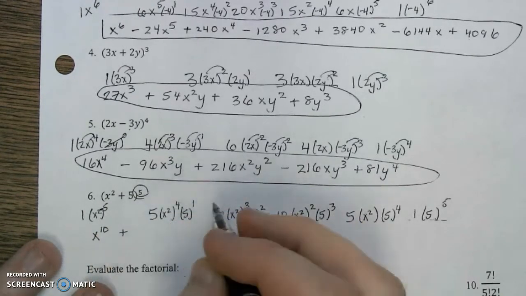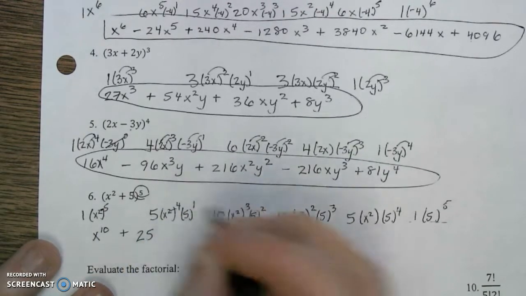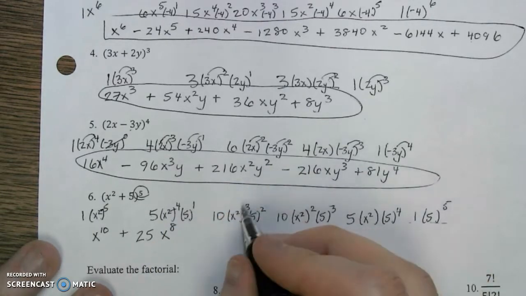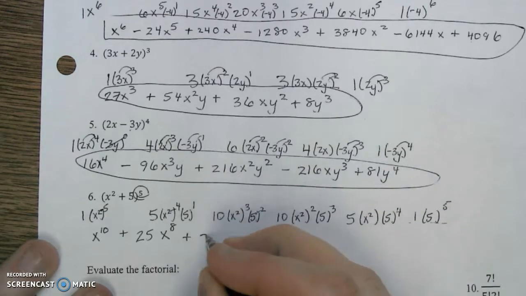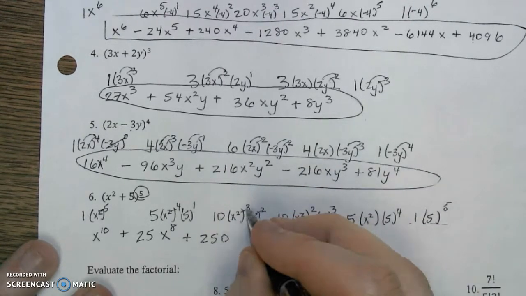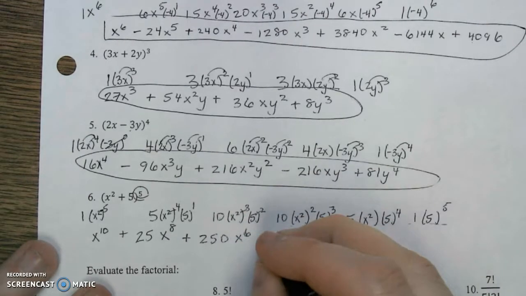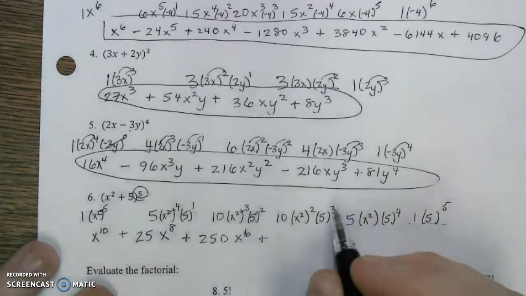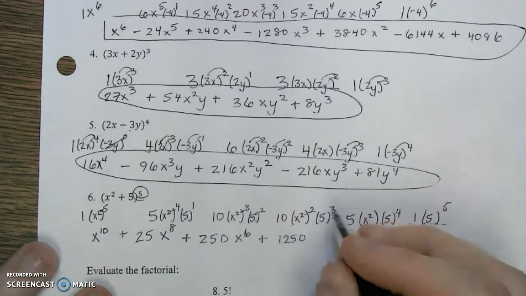Here I'm going to have 5 and 5, so 25. And we multiply those exponents, x to the 8th. I've got 5 squared and a 10, so 250. And then we multiply those exponents, so x to the 6th. I've got 5 cubed, which is 125, times 10. So that's going to be 1,250, and then x to the fourth.